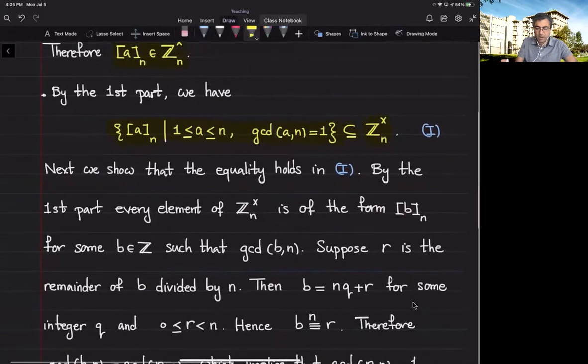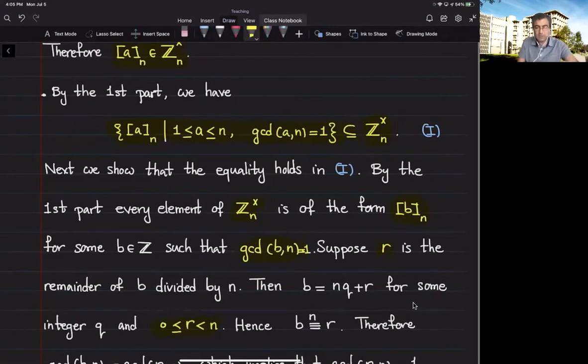Okay, but we know that every unit that I give you is of the form some residue class of an integer b, where GCD of b and n is 1. Here I forgot to write down equals to 1. Now notice that if I take the remainder of b divided by n, this remainder by definition is in this range.